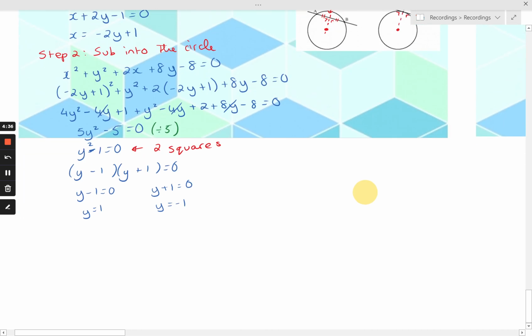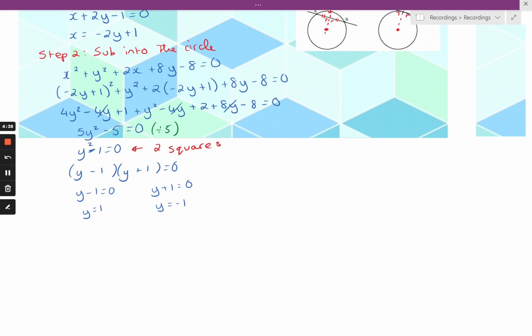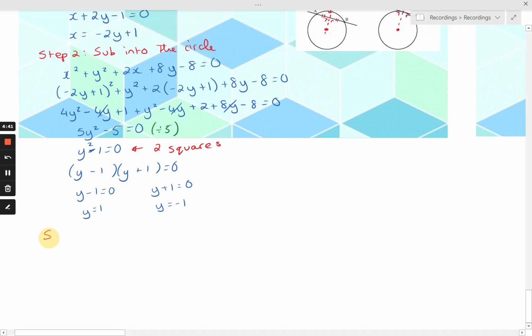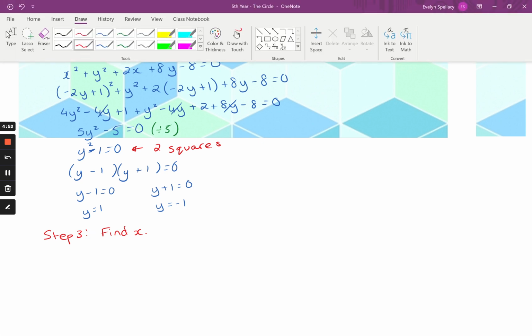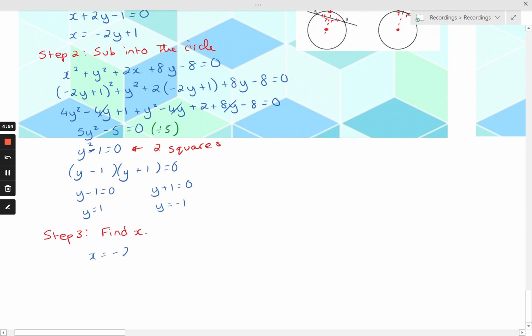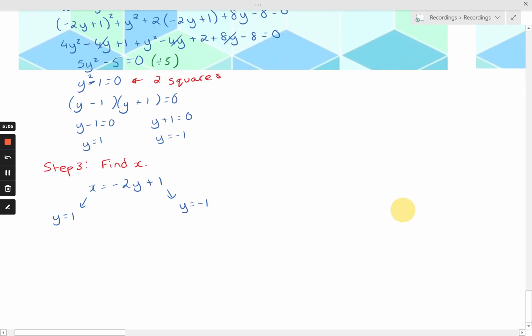So now we can move on to step 3. Now that I have y, to find my other coordinate, I need to find x. So step 3 is we're going to find the second variable, we're going to find x. Now remember from step 1, we've said that x is equal to minus 2y plus 1. So the first time I'm going to sub in y is equal to plus 1. The second time I'm going to sub in y is equal to minus 1. So that means I get x is equal to minus 2 by 1 plus 1. So I get minus 2 plus 1, which is minus 1.